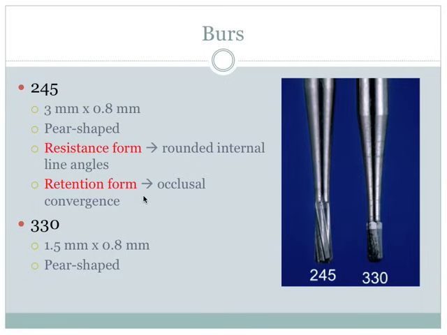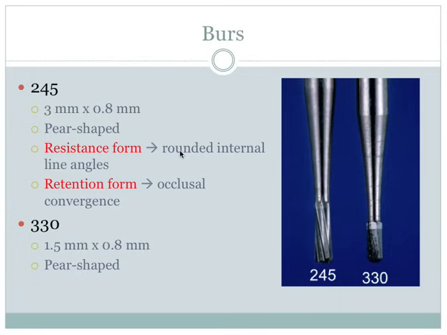Resistance form and retention form are some more important operative terms that refer to the design of your preparation. And the burrs are designed in such a way that they help you facilitate good resistance and retention form of your preps. It's kind of hard to see, but the bottom edges of these burrs are rounded, and that's so you can provide rounded internal line angles.